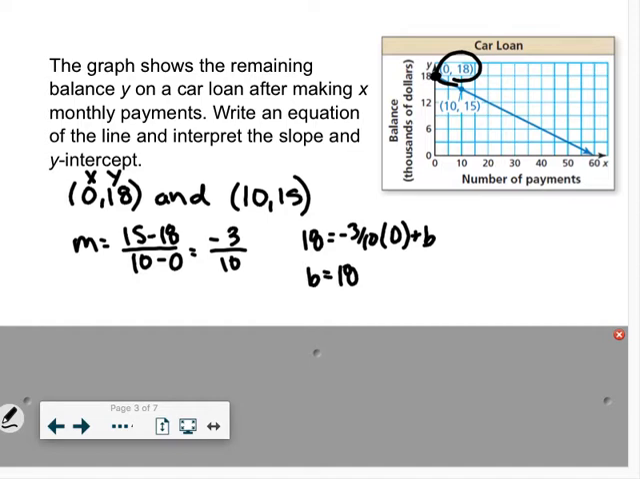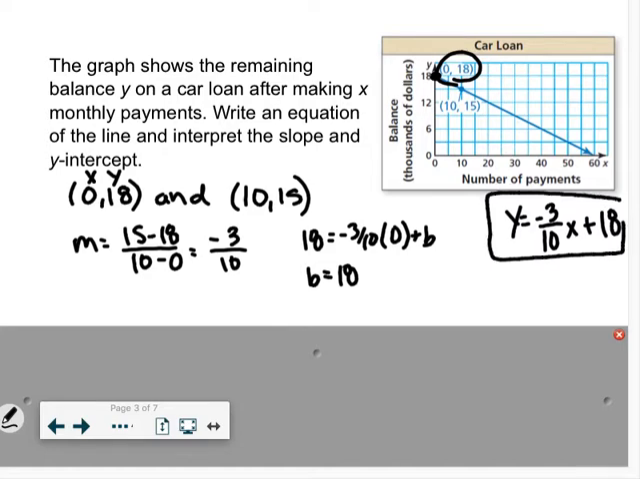Other people might have recognized because the x value is 0, and then you're going up 18, that would be on the y-axis, so that is your y-intercept. Okay, so be thoughtful, you might reduce the amount of work you're doing. But our equation is y equals negative 3/10 x plus 18. And then we're supposed to interpret the slope and the y-intercept.